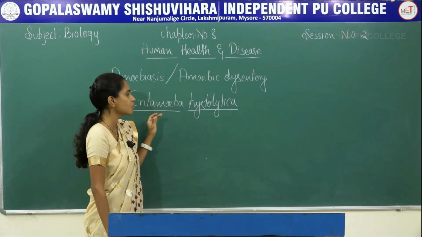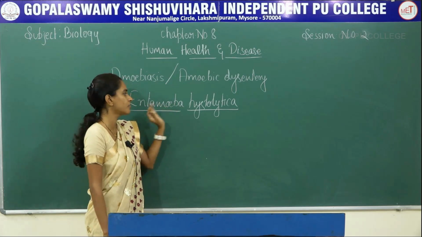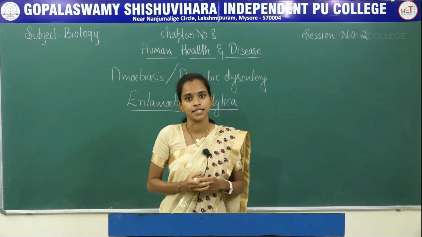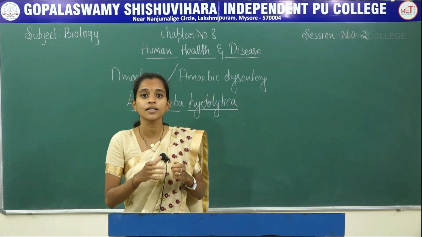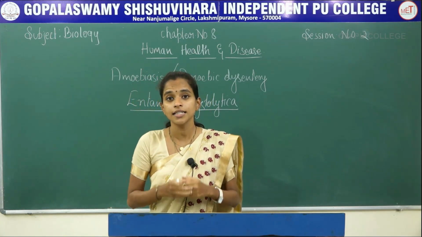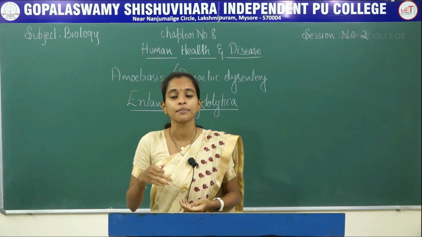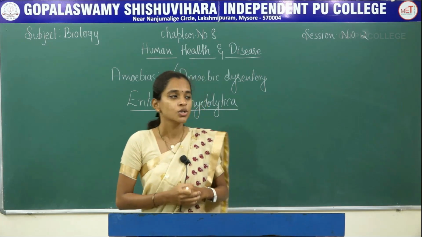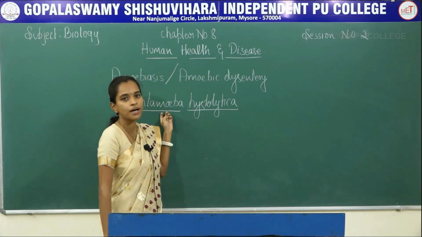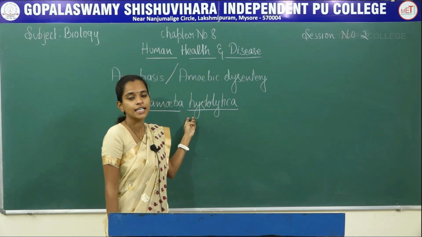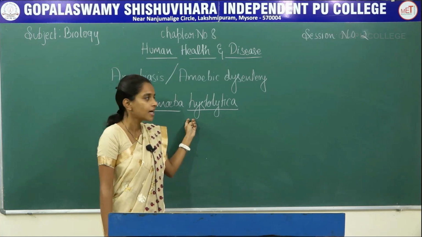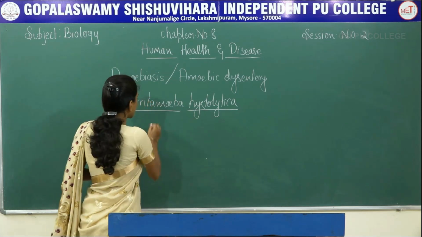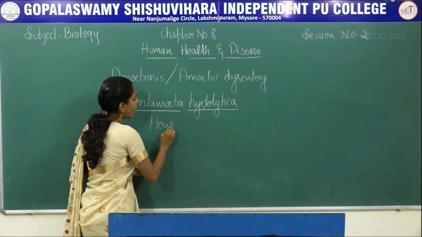So when it comes to the symptoms of Entamoeba histolytica, this normally affects the large intestine. What is the function of the large intestine? Large intestine mainly helps in absorption of water and release of the excretory products. So Entamoeba histolytica initially affects the large intestine and you might wonder how it travels inside. Here there are vectors and the vector here is a housefly.